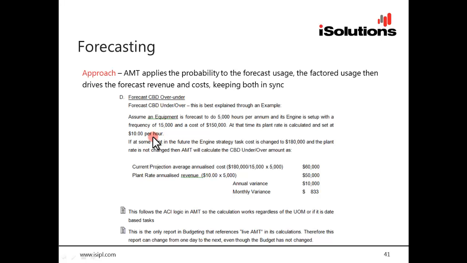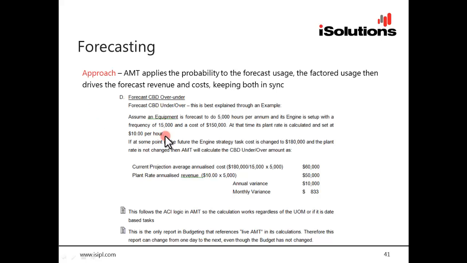So you've got your plant rate, it's been set, it's $10 an hour, you're locked in, you can't change that. But if the engine cost is changed, the supplier comes and there's a new engine or a price increase, and the cost is now 180,000, but you can't change your plant rate, then really what we're saying is your effective plant rate on your maintenance schedules is going to be a lot higher.